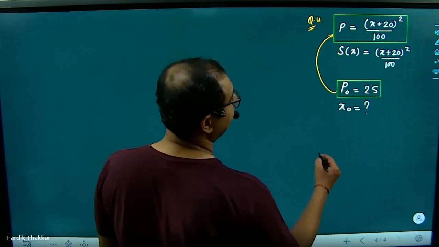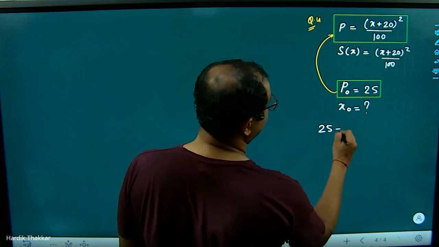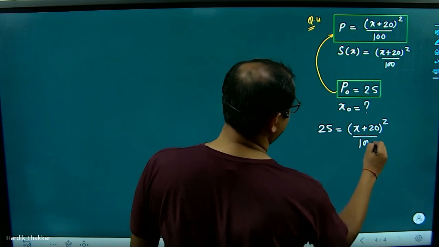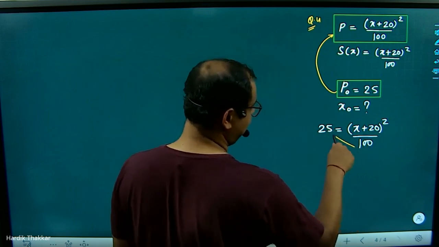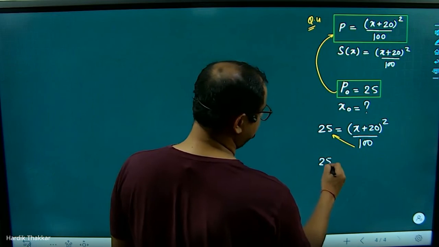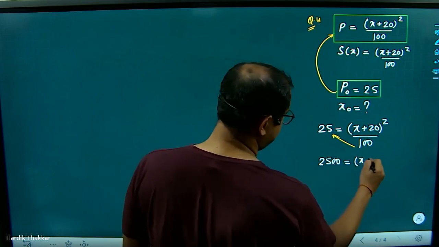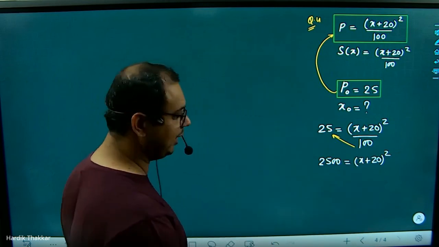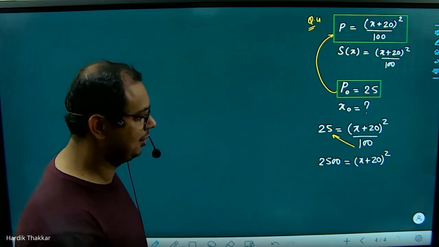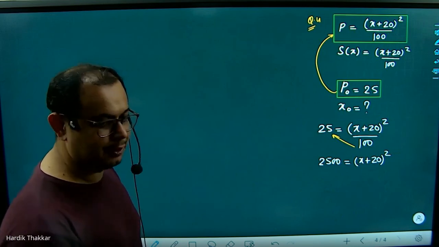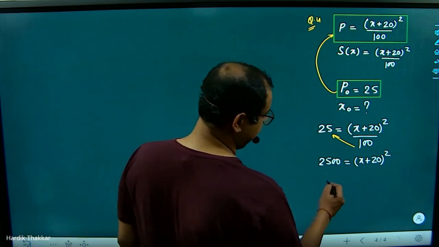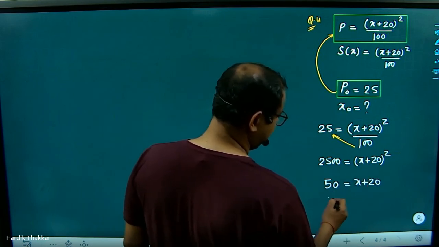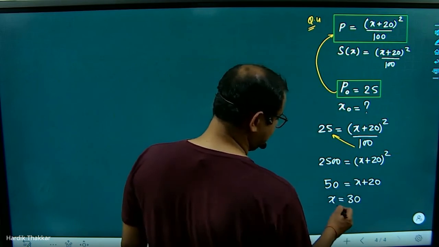The value of X naught is coming as 480. (x plus 20) whole square divided by 100. So cross multiply this term, it will be like 25. So you have to write the whole square of 10, not the square of the whole thing, I did the calculation wrong. First, cross multiply by 100, then take the square root, this will be 50, taking the square root of (x plus 20), so you'll get x is equal to 30. So this is your x naught.